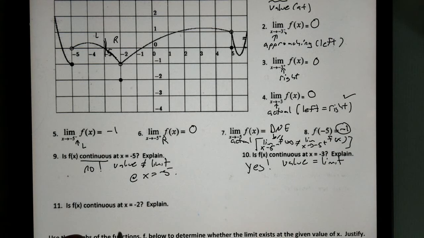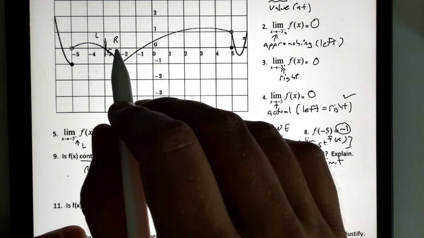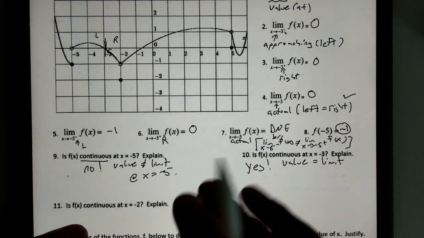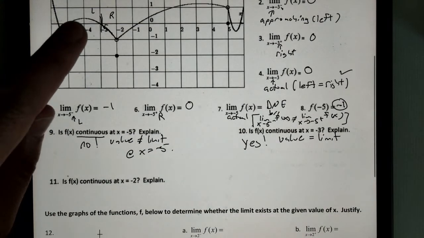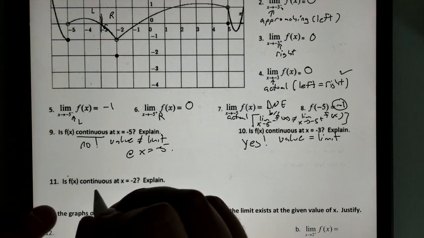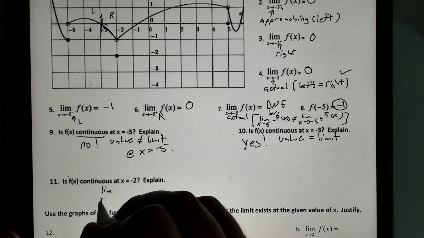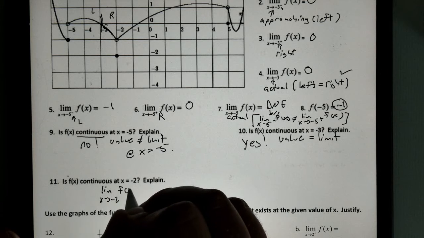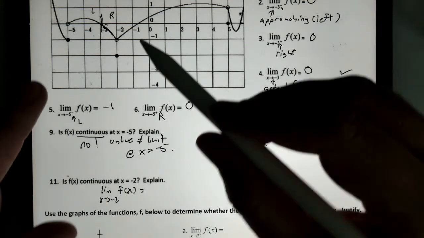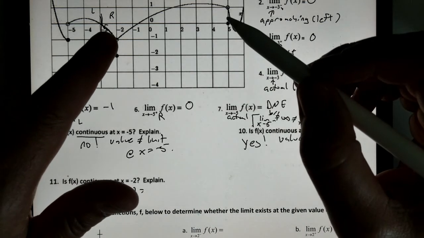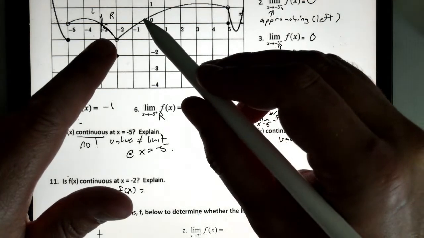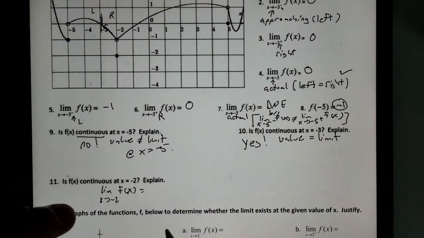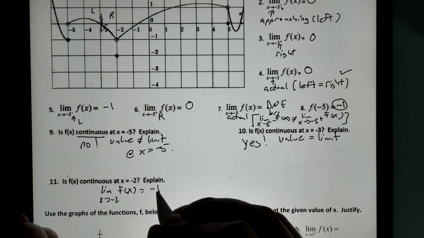What about at -2? Is the function continuous at -2? Well, we can look at it. At -2, let's just see the limit, the limit as x approaches negative 2. Let's see what that equals. From the left, we're approaching negative 1, and from the right, we're approaching negative 1. So my limit is going to be negative 1.